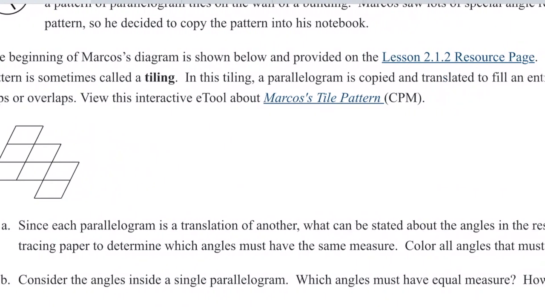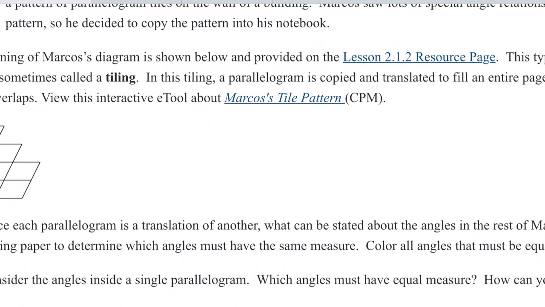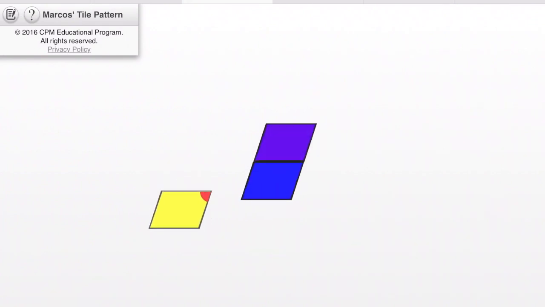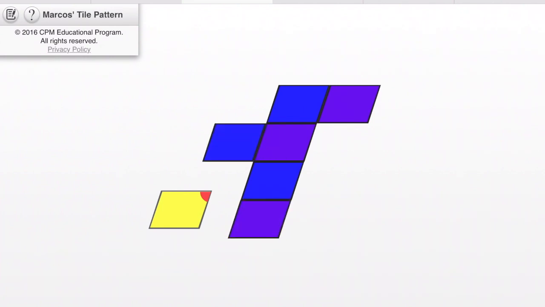Now, if you don't have a printer to print out that resource page, this e-tool is really handy, and it starts out with a template, like a guide, and I'm going to slide that to the right, and you can see underneath it is a parallelogram that it lays over nicely. And when I slide up and up or right or to the left or down, I get more of these parallelograms. And question A asks you to color in all of the angles that are the same.